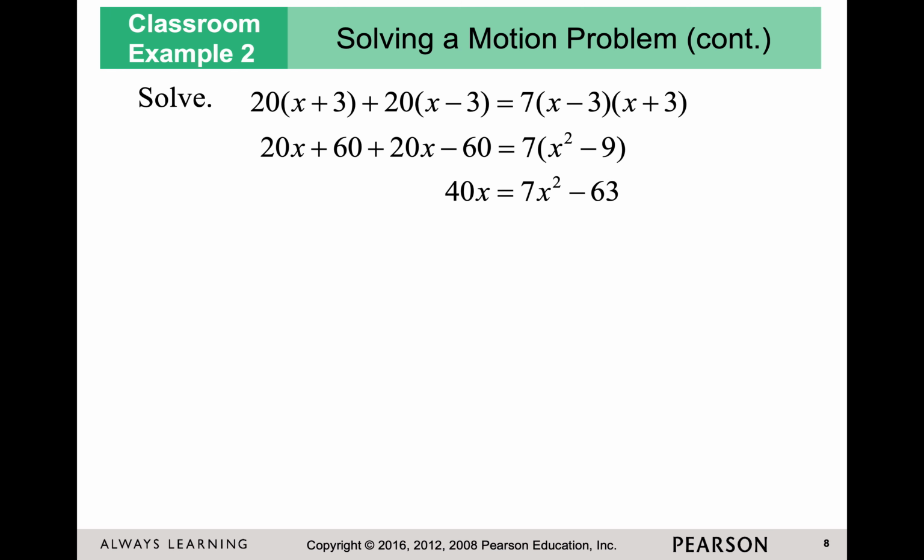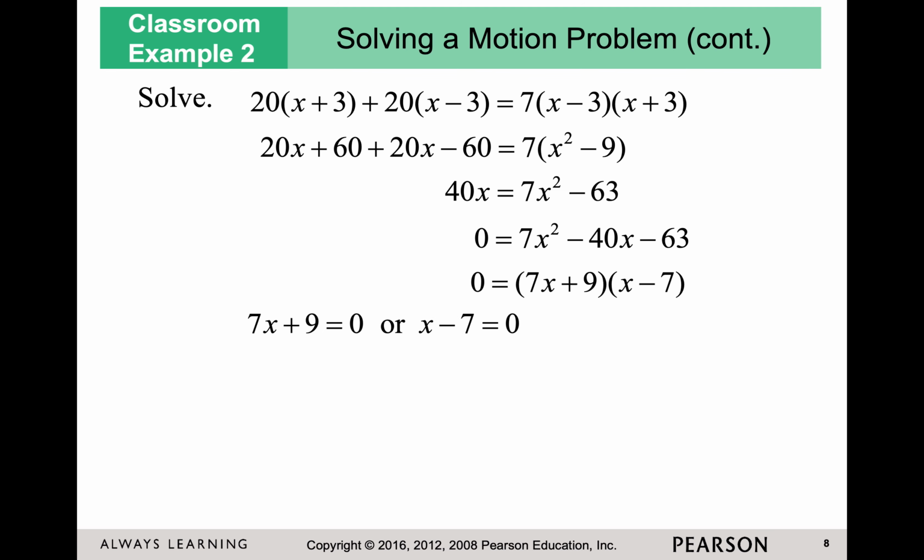Once I distribute all of my information through, I'm going to combine my like terms. 60 minus 60 is 0, but 20 plus 20 is 40x. Now I'm going to work on getting this in standard form. Once it's in standard form, you can use any method to solve. Quadratic formula, factoring, completing the square, any of those will work. This one happens to factor. So I can factor it, set it equal to 0, and then solve to get x equals negative 9/7 or x equals 7. You can take some time to pause this video at this point and go ahead and try the quadratic formula here.